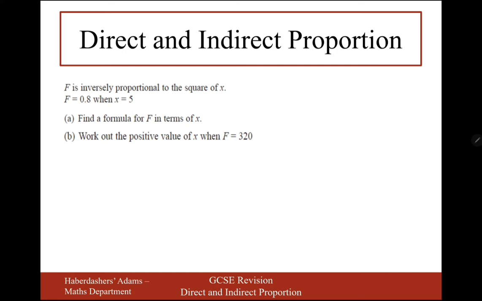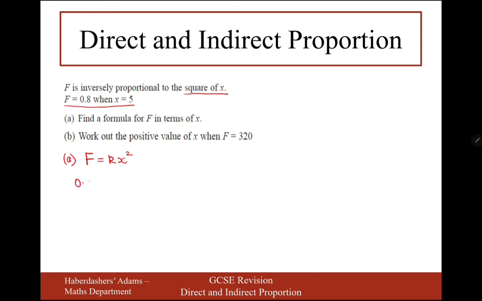Okay, so f is inversely proportional to the square of x. Let's write out the formula first. So it's going to be f equals k, the scale factor, over x squared. Find a formula in terms of x. Okay, let's substitute these values in.